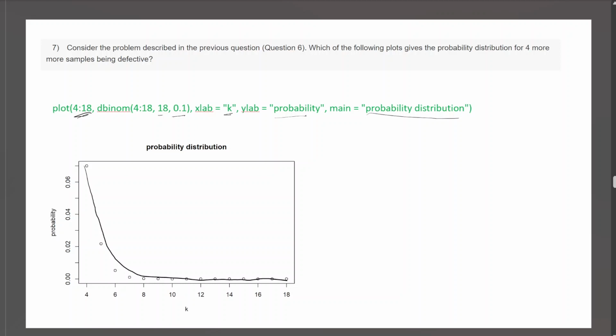And the command is simple. We have to specify the x value, y value, then just the labels, whatever is required. That's all. So this is the correct answer. Just match it with the question.